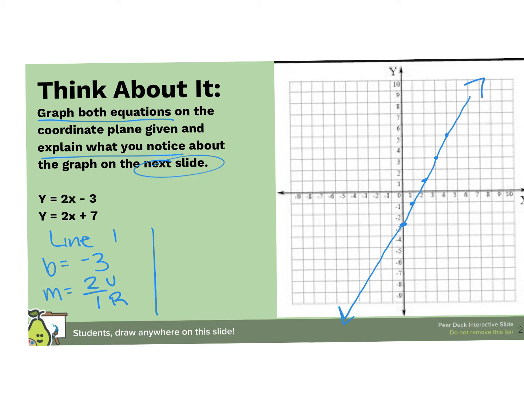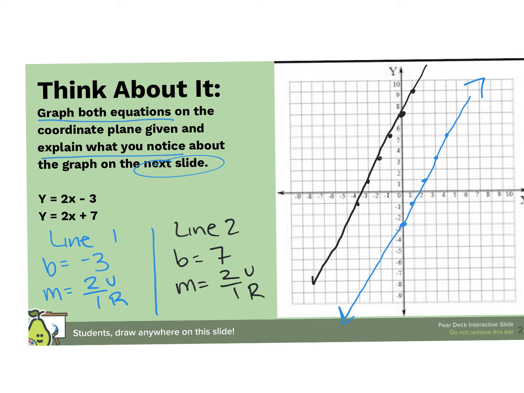And then for the second line, we need to switch colors. So our y-intercept is 7, way up here. And our slope is the same. It's 2 over 1. So I go up 2 and right 1. Up 2, right 1. I'm out of room, so now I will go down 2 and left 1. Down 2, left 1. Down 2, left 1. So it doesn't look like they have a point of intersection.